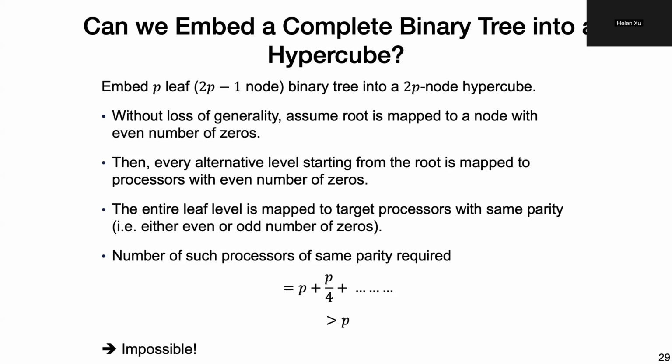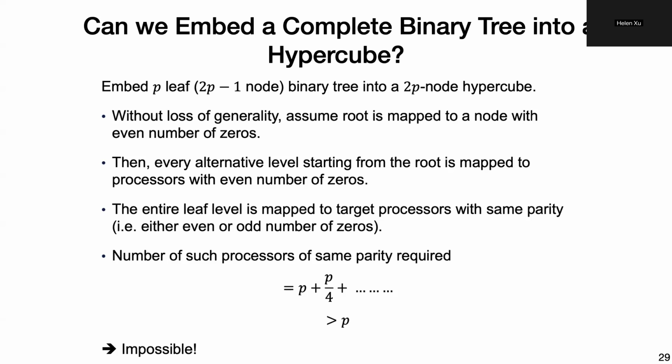So one possible assignment is like this. Suppose that the root has an even number of zeros. Then every alternate level, if the root is level 0, then level 2 and level 4, and so on, all have processors with an even number of zeros if we try to maintain this one-to-one neighbor mapping. Then the entire leaf level is going to be mapped to processors with the same parity, either even or odd, depending on the height of the tree. And the number of such processors of this parity required is p plus p over 4 plus p over 16, and so on.